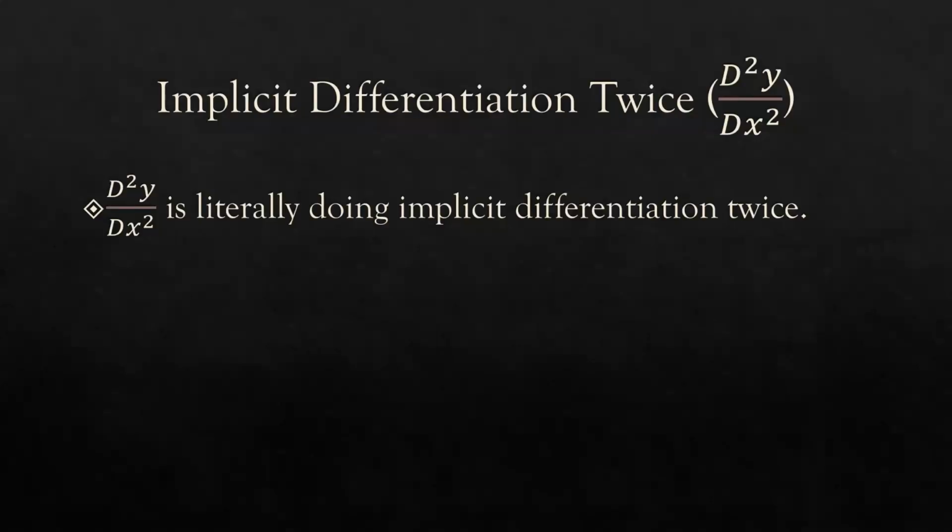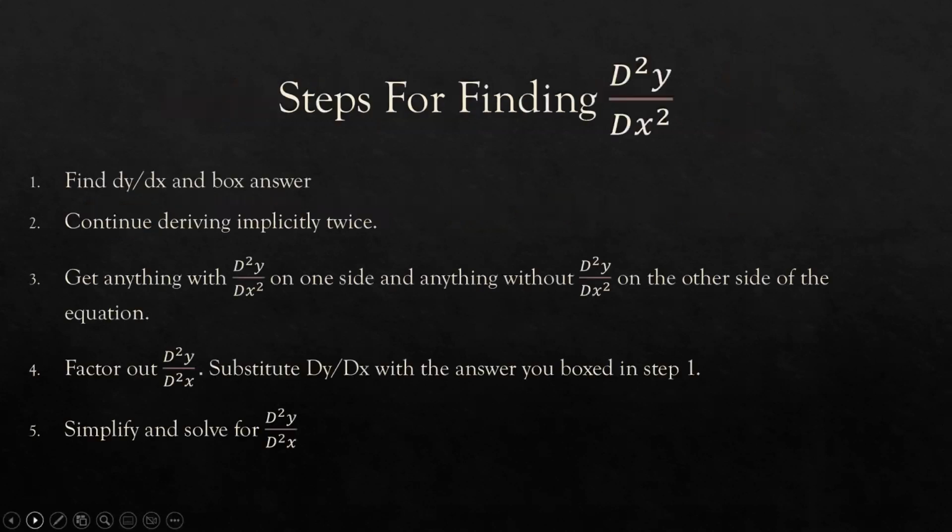Hello, in this video I will introduce implicit differentiation twice, and the steps for finding the second implicit derivative. So when you see d squared y over dx squared, that simply means you're taking the derivative implicitly twice. So the first step is to find dy/dx and box the answer.